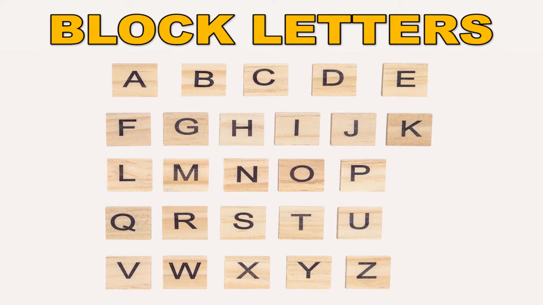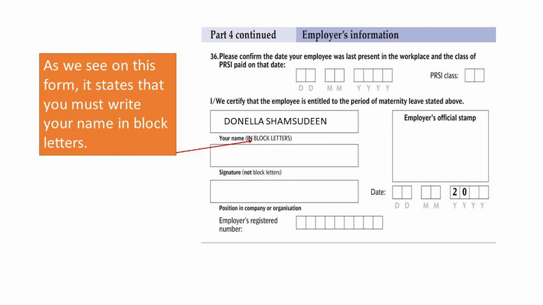So I will now demonstrate to you using a form to show you what block writing looks like. Let's just review our block writing chart so that you could remember the formation of each of the letters in the block writing style. Now here we have a form. As you see on this form, it states that you must write your name in block letters. Are you seeing that? The space where you have your name, you see in brackets, in block letters.